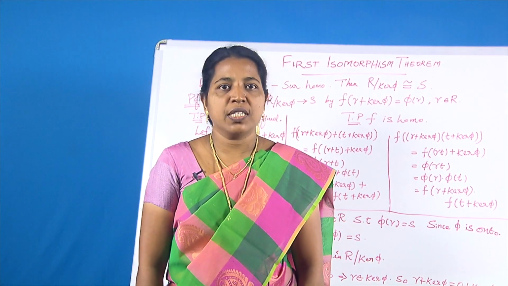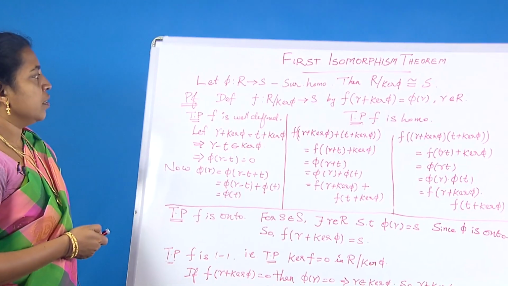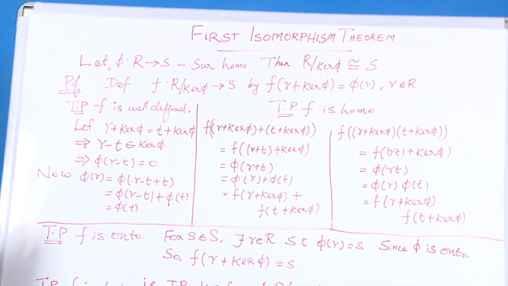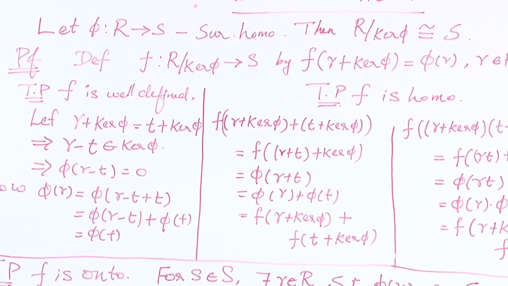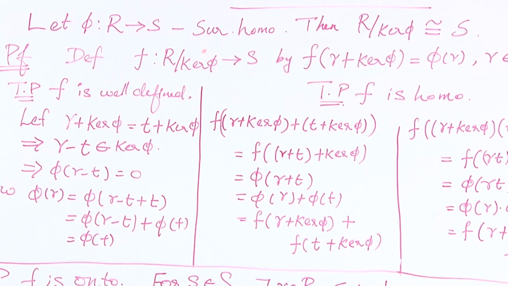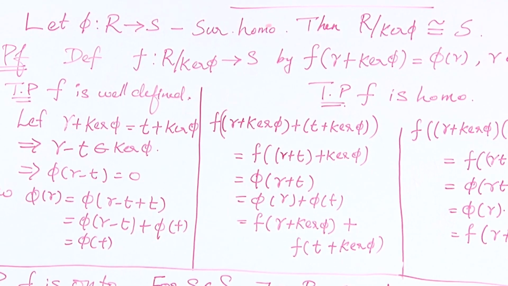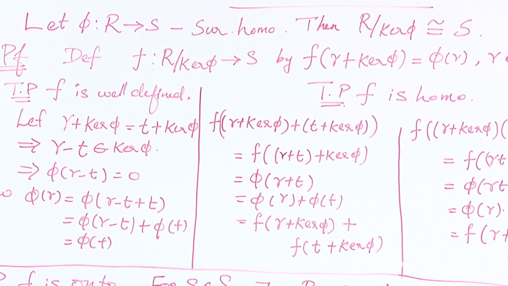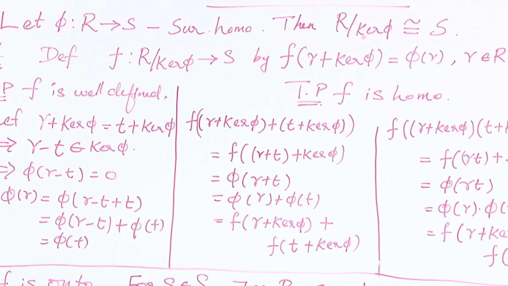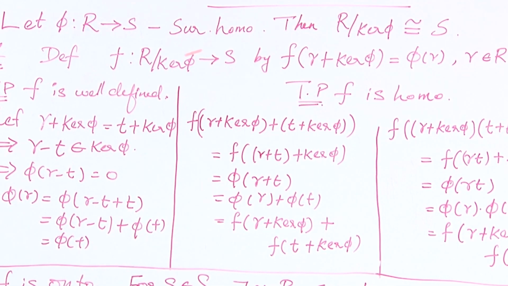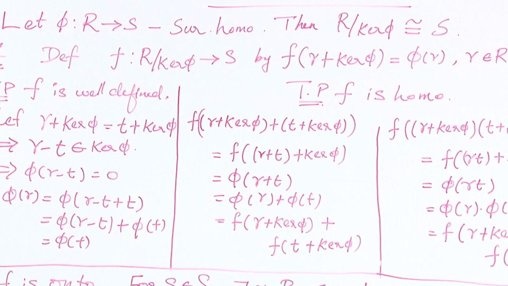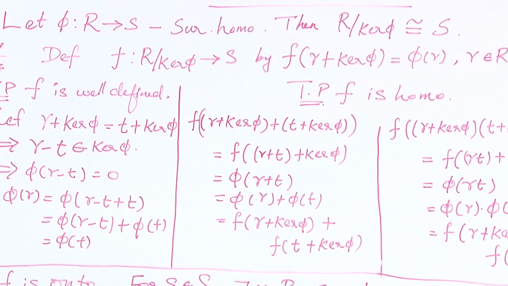Finally, we came to the main part of this session, which is the isomorphism theorems. Now we are going to prove the first isomorphism theorem. The statement of the theorem is, let phi from R to S be a surjective homomorphism, that is both onto and homomorphism. Then R by kernel of phi is isomorphic to S. That is, the domain by kernel of phi is isomorphic to the codomain.